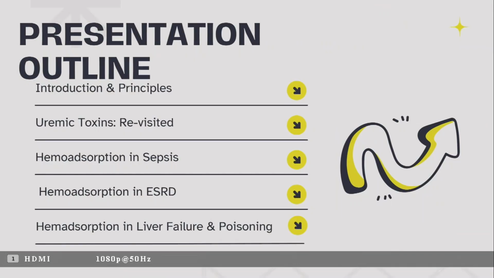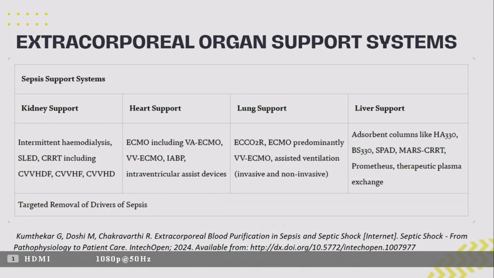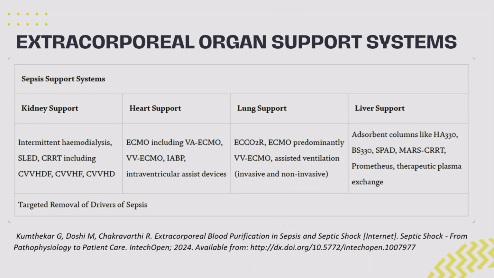And this is the outline of what I am going to talk. First thing, I would like to introduce the topic. When we talk of extracorporeal blood purification, we are talking about MOST, multi-organ support therapies. In one therapy, we are trying to support the kidney, the heart, the lungs and the liver. And now we are focusing on the targeted removal of mediators of sepsis. We know that there is a scarcity of antibiotics. We know the survival in sepsis and septic shock is just 40% even in high-end ICUs. So we are focusing on this particular domain when we are talking about MOST.